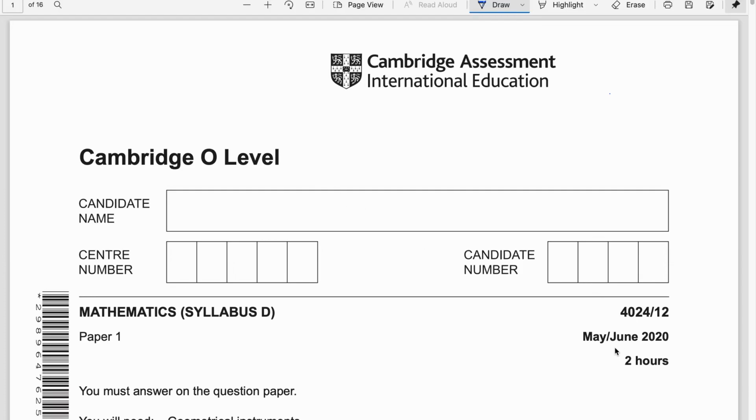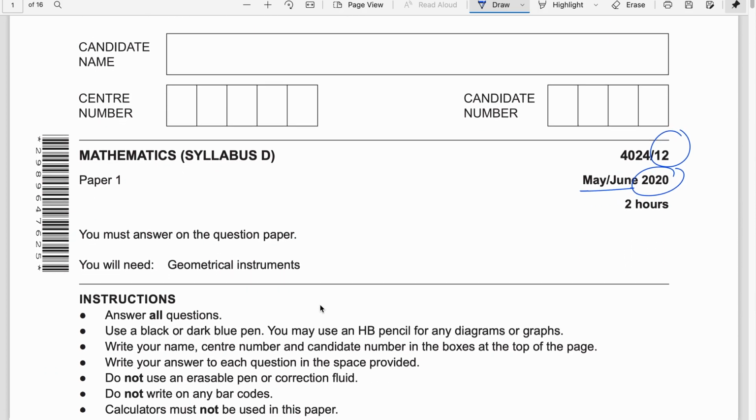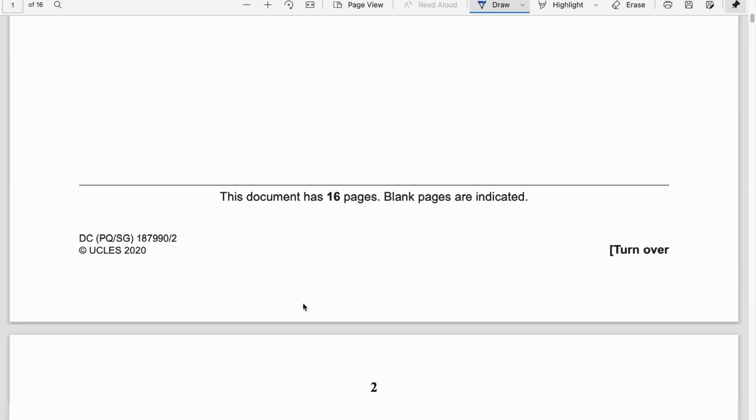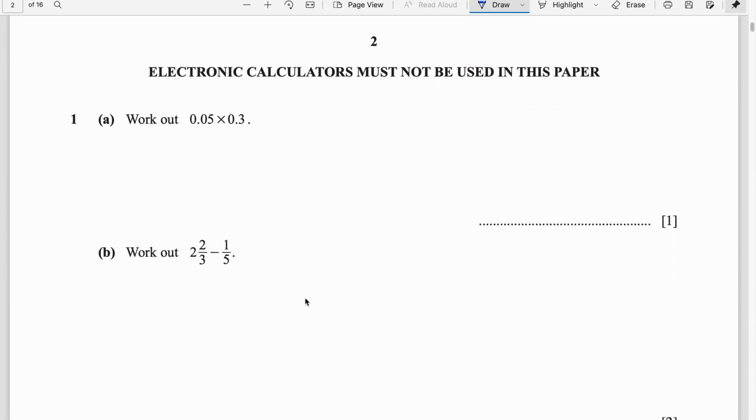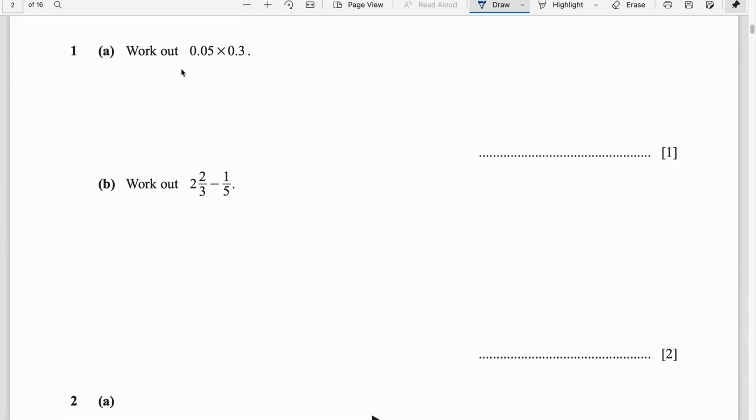Today we will be solving May-June 2020 paper 1 variant 2, mathematics O levels 4024. So let's move on to question number 1, that is 0.05 times 0.3. So 5 by 100 times 3 by 10 is 15 by 1000 and your answer is 0.015.